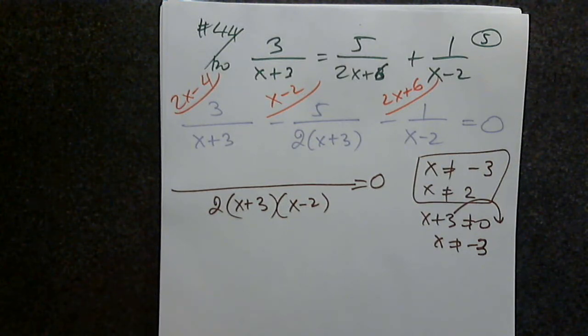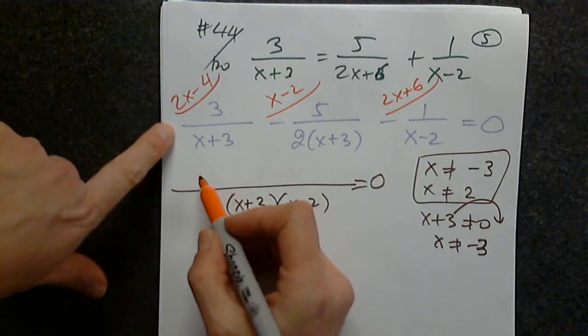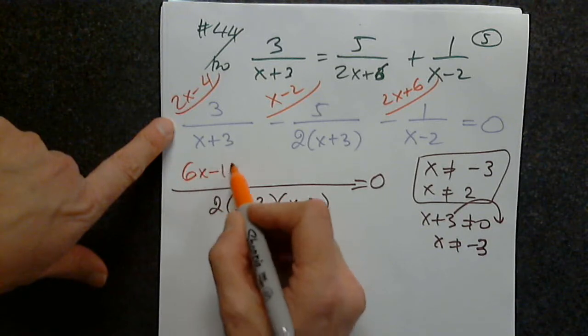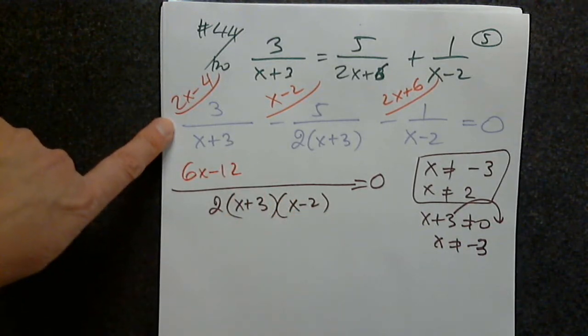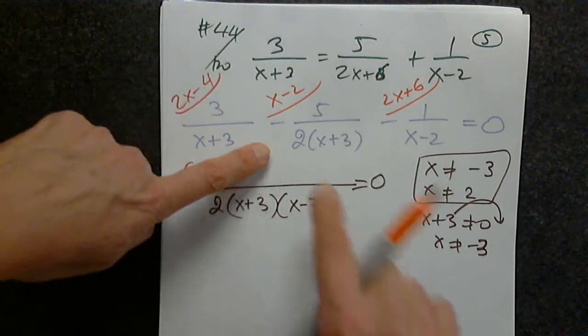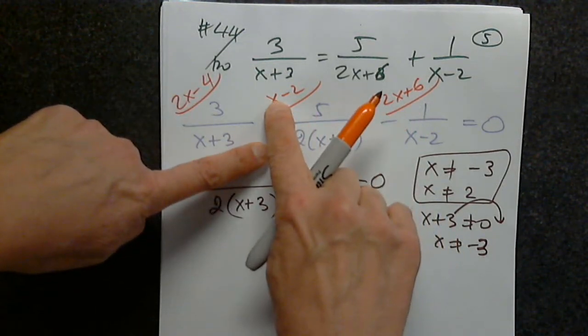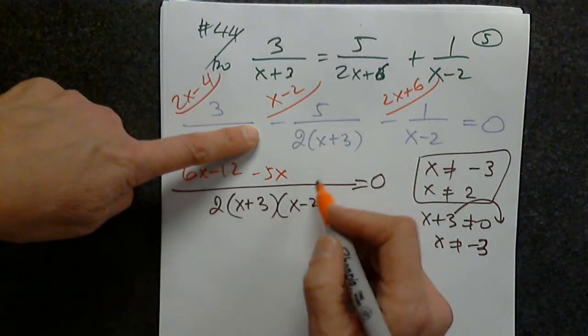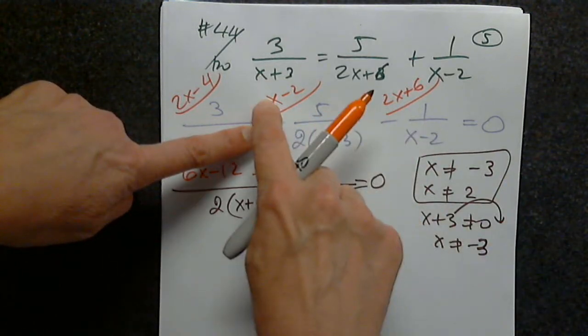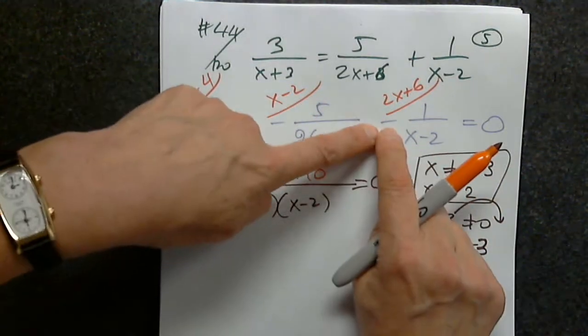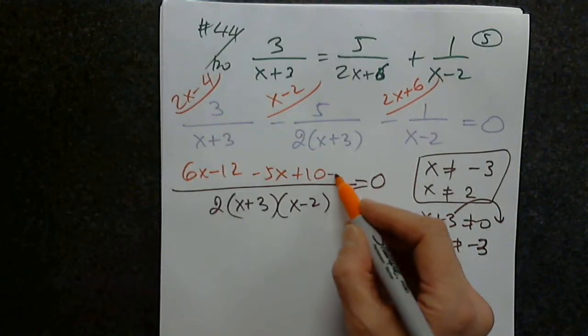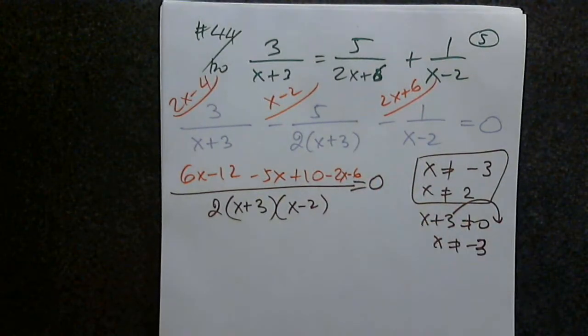Good. So then, can anyone give us the top? 6x minus 12. Awesome. Do you all see 6x minus 12? Plus 10. Very good. Minus 5x and plus 10. And then 2x minus 6. Very good. Minus 2x minus 6. Awesome. Great job. Do you all see this?